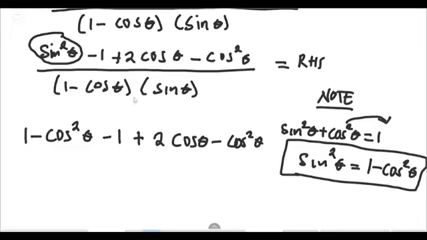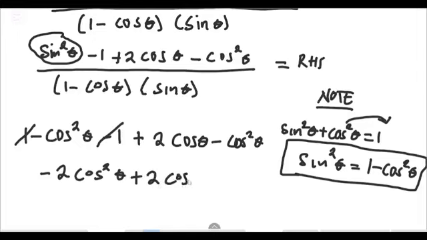Now here I won't write the denominator first. I want to work out the numerator. We can cancel this one and this one to give us a 0. 1 minus 1 is a 0. Then we are remaining with negative cos squared theta plus 2 cos theta minus cos squared theta. You can see that this minus cos squared theta and this minus cos squared theta are like terms also, which will give us negative 2 cos squared theta, then plus 2 cos theta.